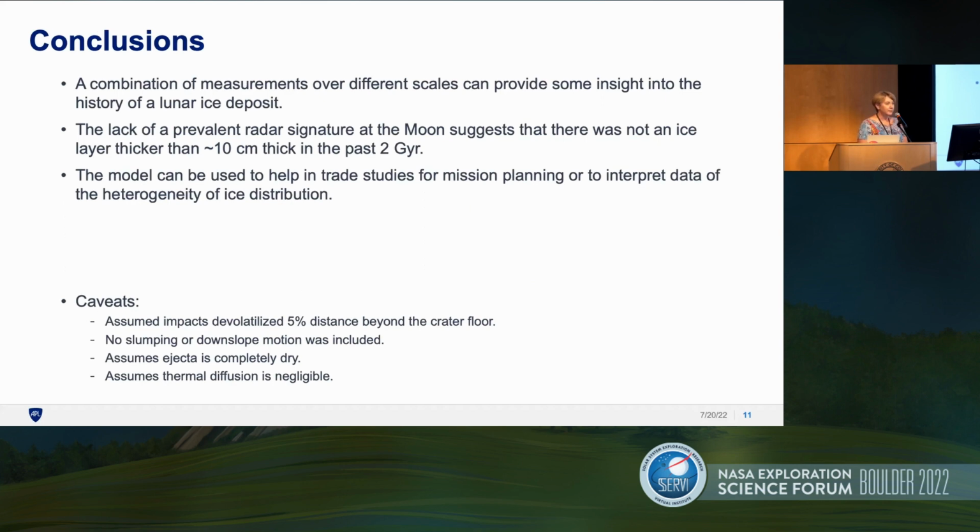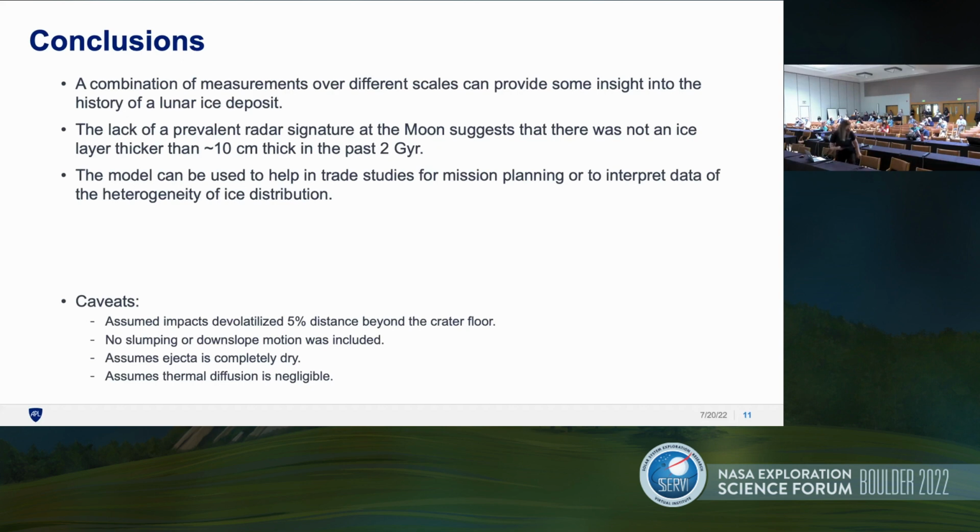Based on these simulations, it seems like the data that we have are consistent with there being about a 10 centimeter thick ice layer somewhere in the past 2 billion years, but probably more recently than that. And a combination of the measurements really is helpful in providing insight into the history of an ice deposit. And there are lots of little caveats to the model, and I'm happy to talk to you about the assumptions that went in there if you're interested. So thank you.